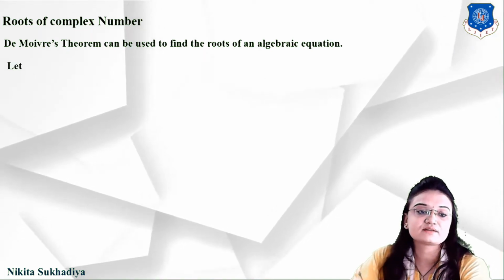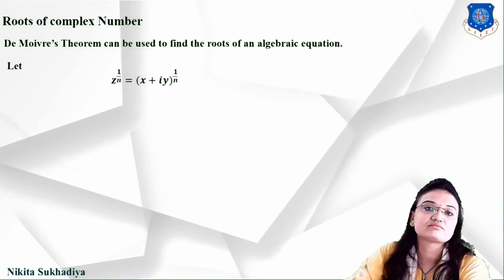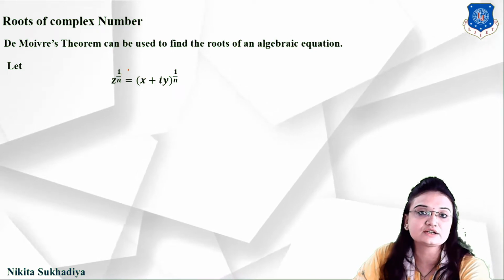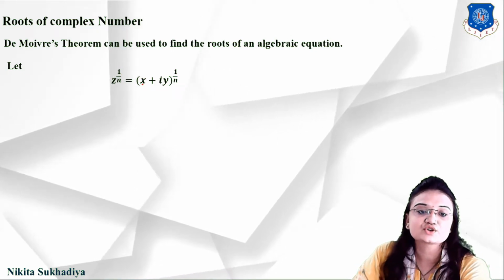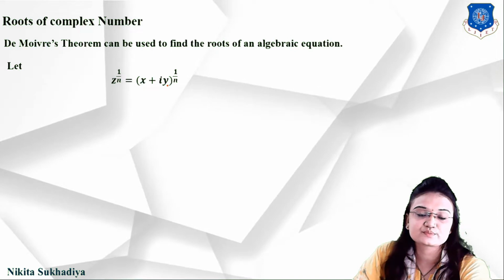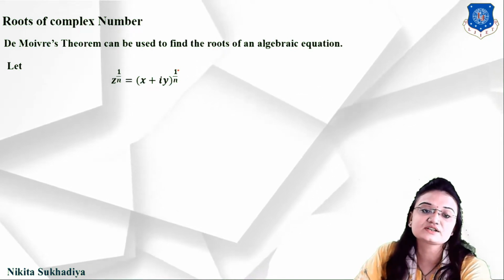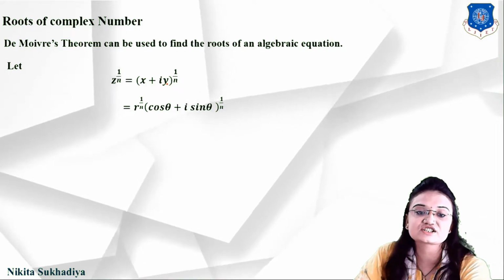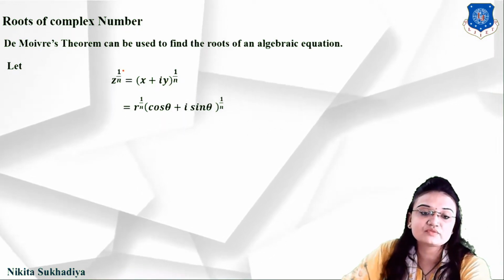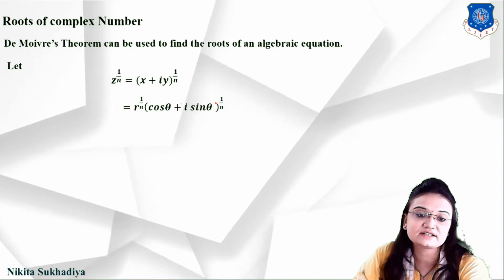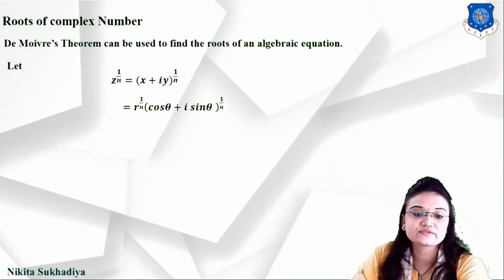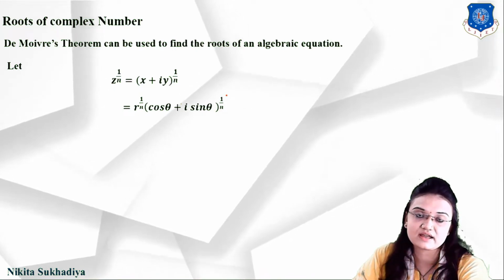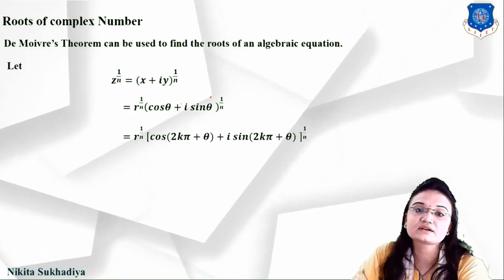For example, suppose we have a complex number and we have to find its nth root. Here z is equal to x plus iy, raised to 1 upon n. The polar form of x plus iy is r (cos theta plus i sin theta) raised to 1 by n. So this becomes r raised to 1 by n, (cos theta plus i sin theta) raised to 1 by n.